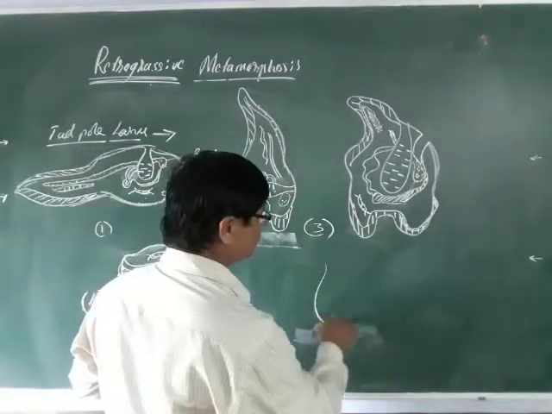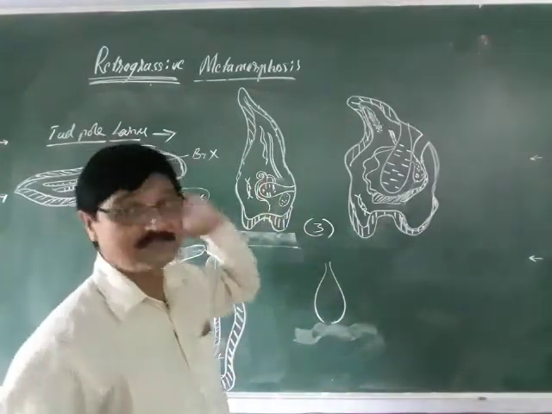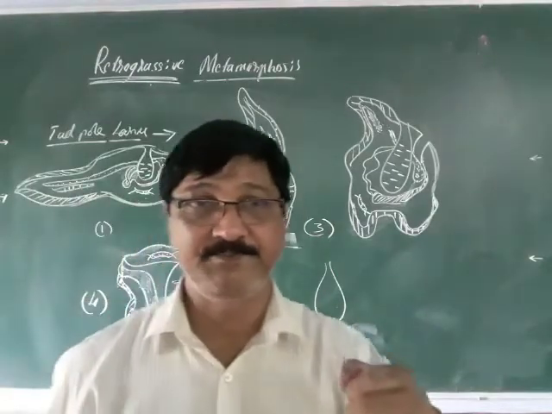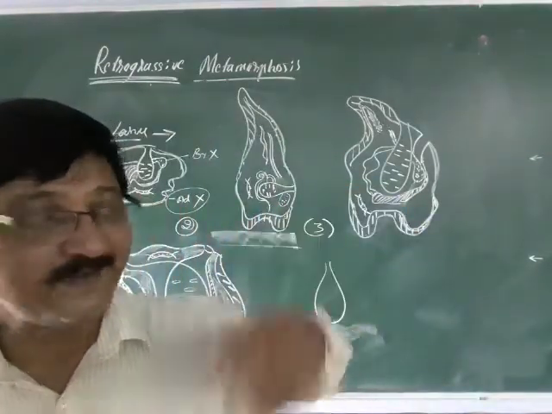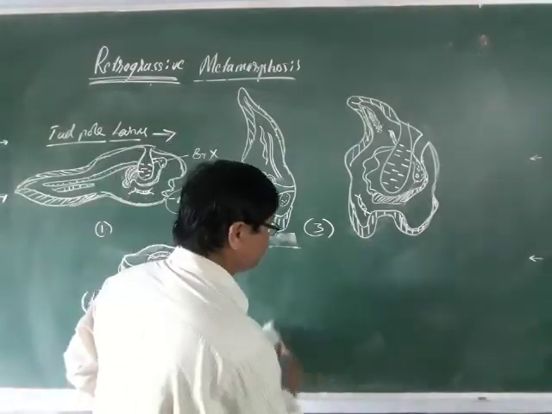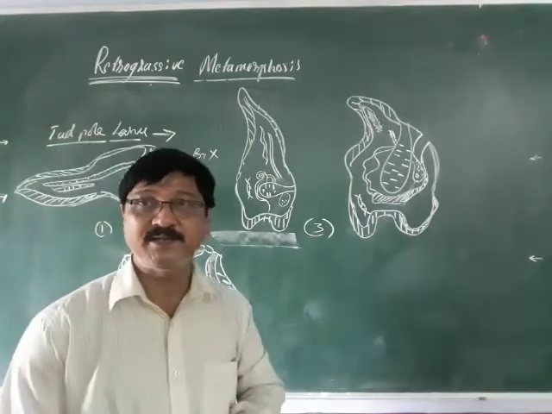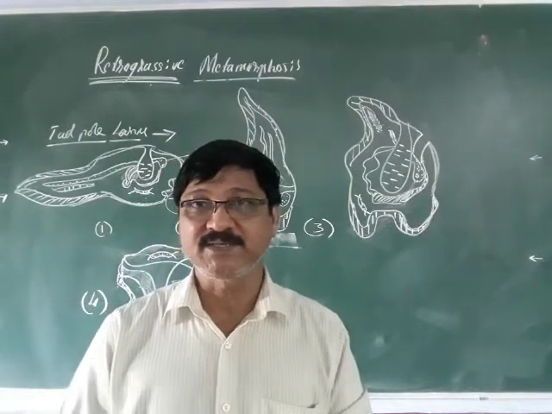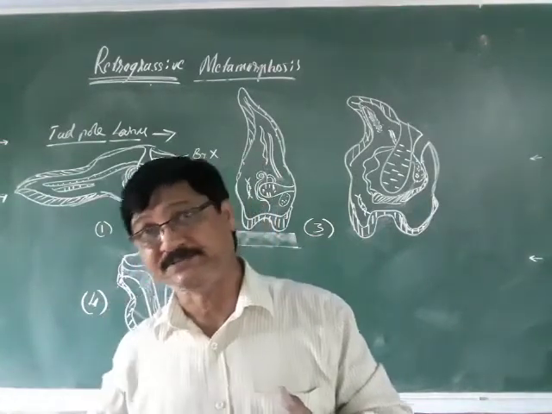So it attaches itself as the tadpole larva, and when it rests on the substratum after sinking into the water, it enters into the retrogressive metamorphosis. And what does retrogressive metamorphosis mean? Radical changes take place, in the form of reduction.